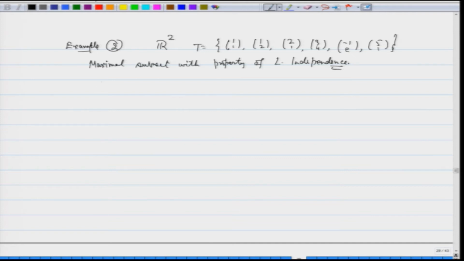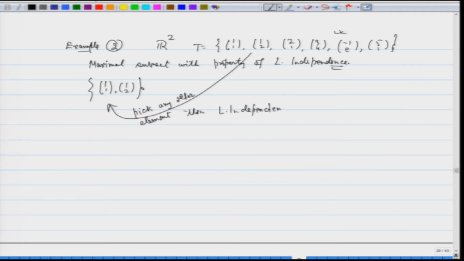Fine. So I can see that I can pick (1, 1), (1, 2). This is a set which is linearly independent, and from here I cannot put anything extra to still get linear independence, because as soon as I pick any other element, linear independence is lost. Is that okay? Similarly, if I take, say, (2, 1) and (3, 4), if I want to add anything extra from here, then again I will be lost. All right. So I cannot add any other vector.